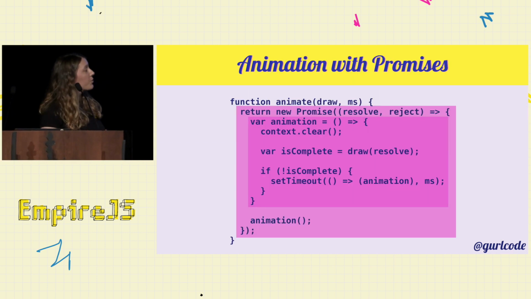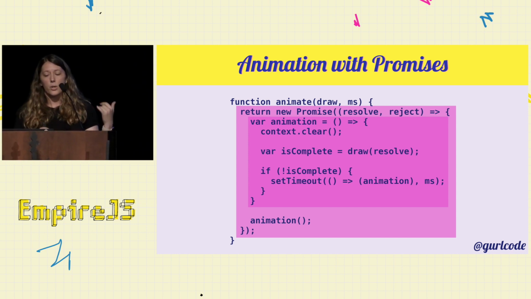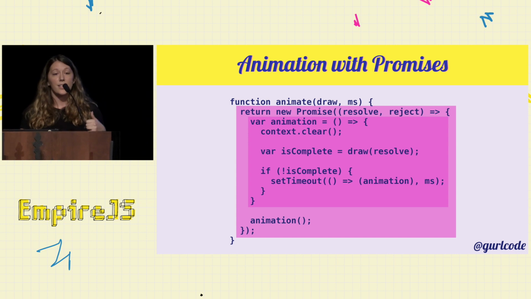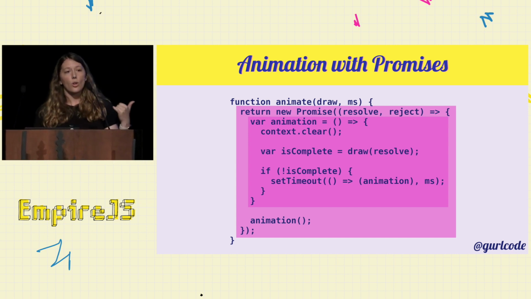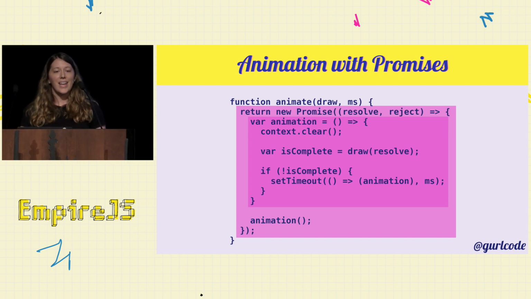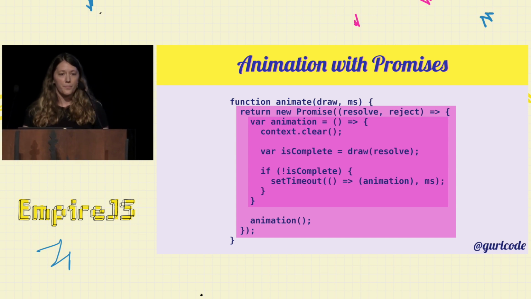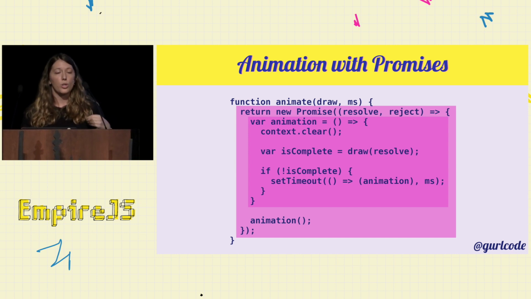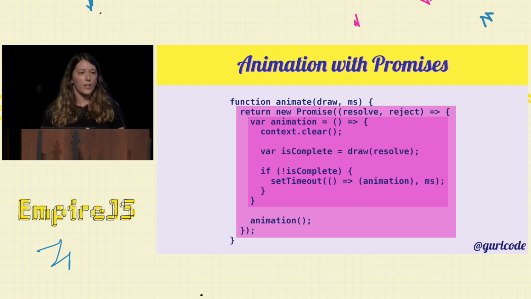So for the first version of this game, I used promises. I created a general purpose animate function that takes in a draw function and the milliseconds for the delay. Animate always returns a new promise, and inside that promise, an inner function runs the draw function. So we delegate resolving the promise to the draw function. If draw resolves the promise and returns true, we're done. Otherwise, setTimeout is called with the inner function, and another loop of this function occurs.